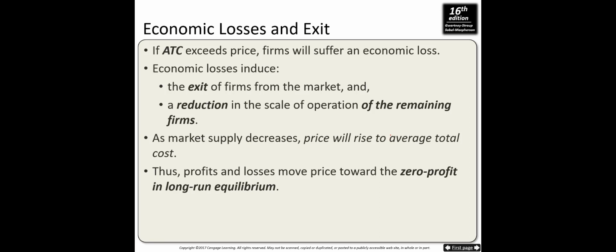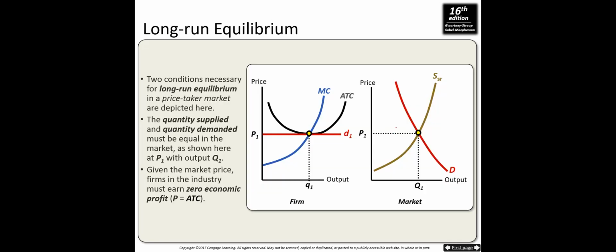If there is competition, it's possible that prices can go so much low that some firms can exit. But if some firms exit, then there is going to be reduction in the scale of operation of the remaining firms. Therefore, supply is going to shift left, which supply decreases, and price will rise back to, again, average total cost. Thus, you are going to reach zero profit condition in the long run.